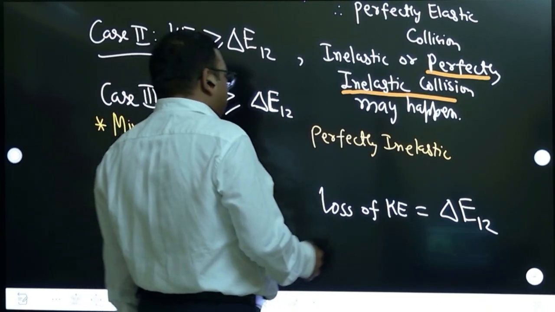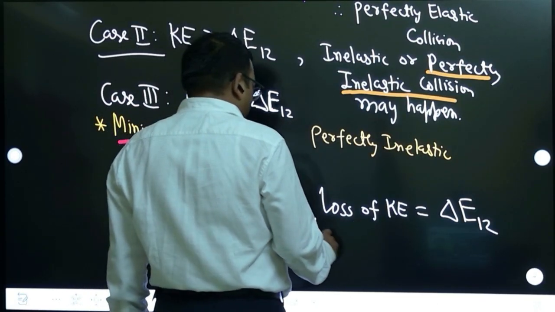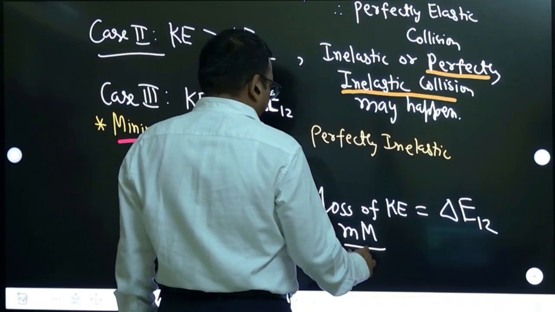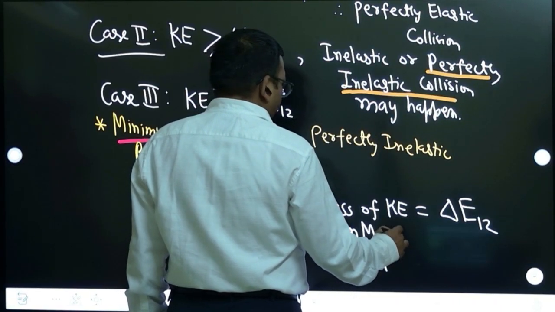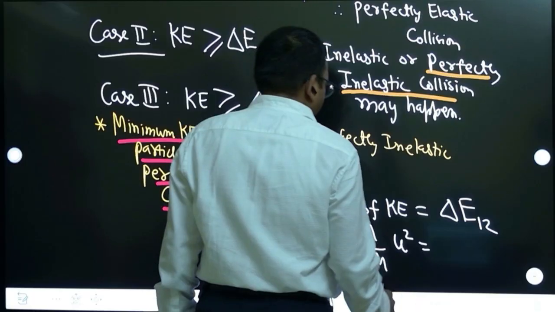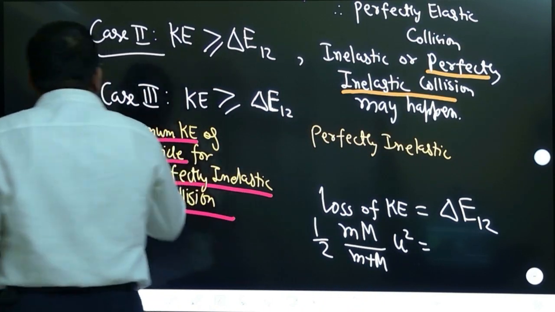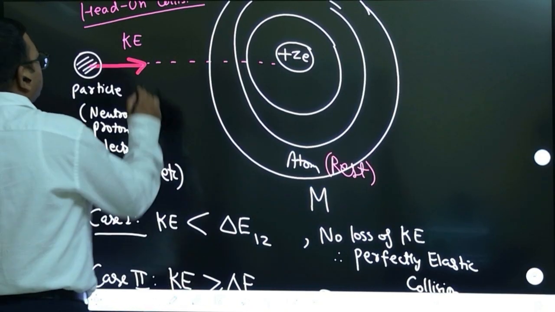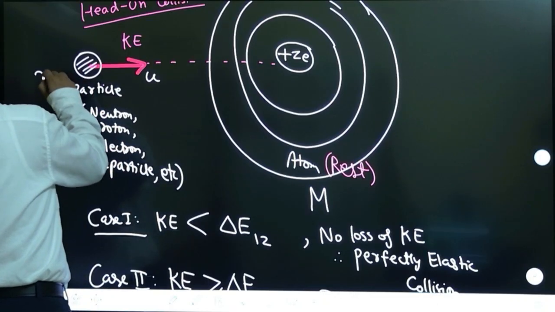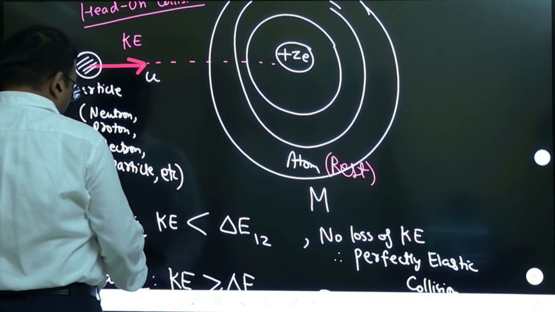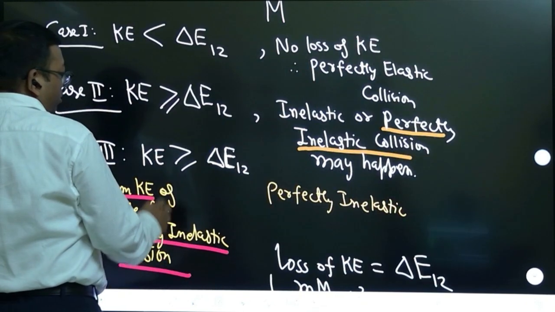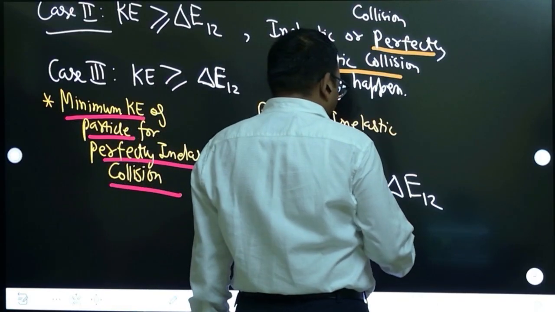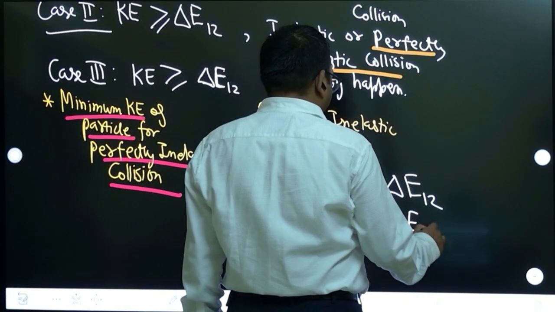Now, the loss of kinetic energy formula in a collision, if you remember, is half m by m plus m into u square. Here, what is u? U is this particle's speed. This particle has speed u and the other particle has mass small m. That is the calculation we are doing, taking the minimum loss, that is delta E12.